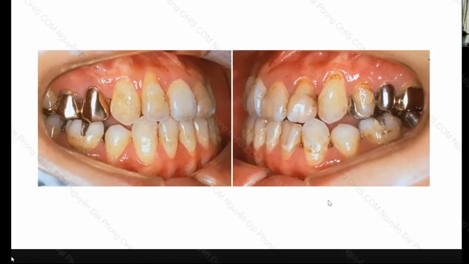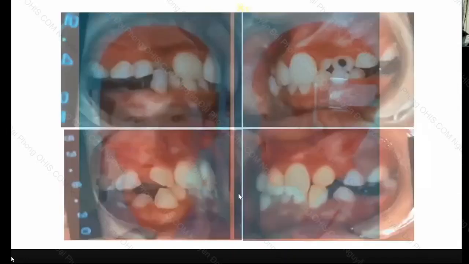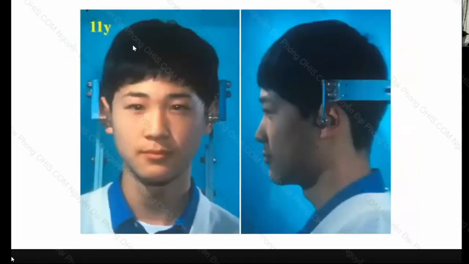this is the story. Another case, well, this boy, sorry, this photo is not good, but anyway, at 11 years old, he had no problem in the profile, a little occlusion, a little problem.